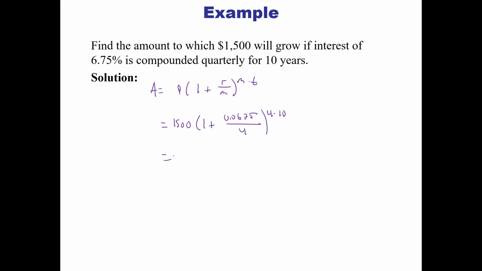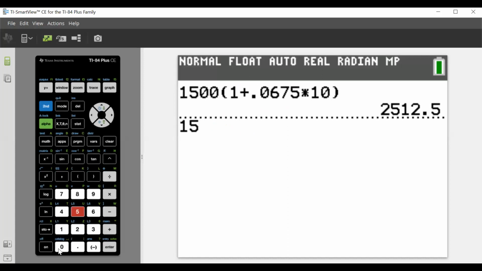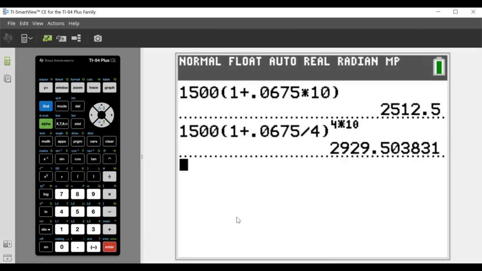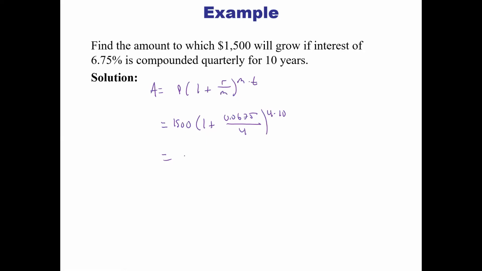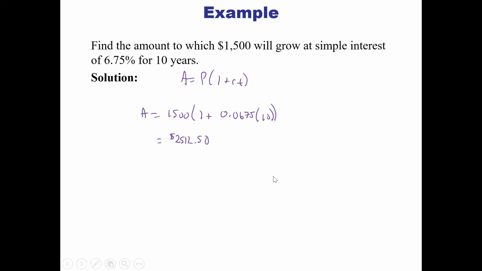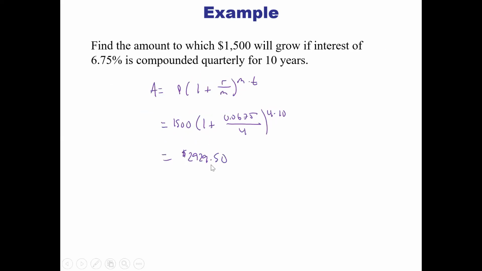And so now this time we get, well, let's go back over here. So we have 1500 times 1 plus 0.0675 divided by 4, raised to the power 4 times 10. And we get 2929.50 if we round it to the nearest penny. So here we get 2929.50. And as you can see, before we got 2512.50. Now we got 2929.50, and that's just by compounding quarterly.